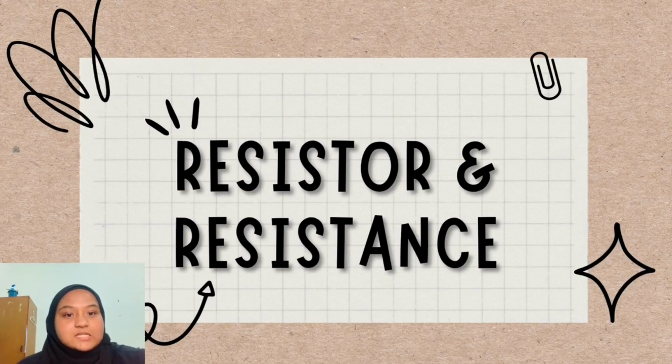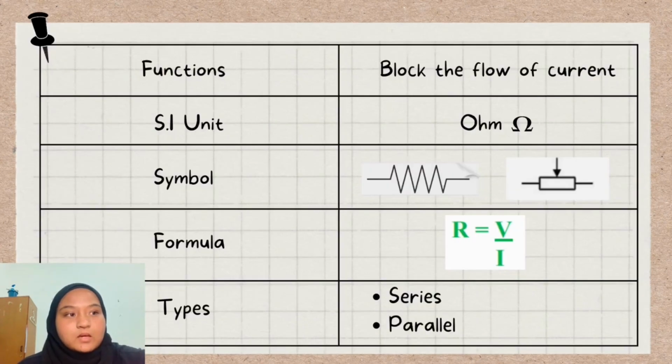Next, resistor and resistance. Its function is to block the flow of current. The SI unit is ohm. There are two symbols. The first one is fixed resistor and the second one is adjustable resistor. The formula that we use is R equals V over I. It is from the formula V equals IR.